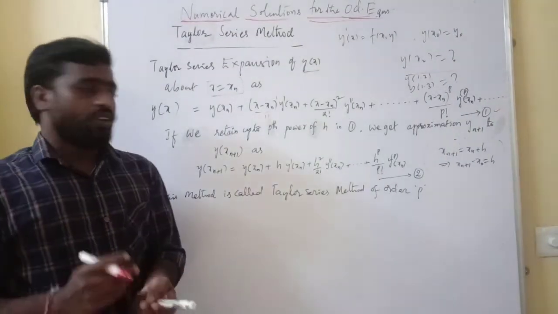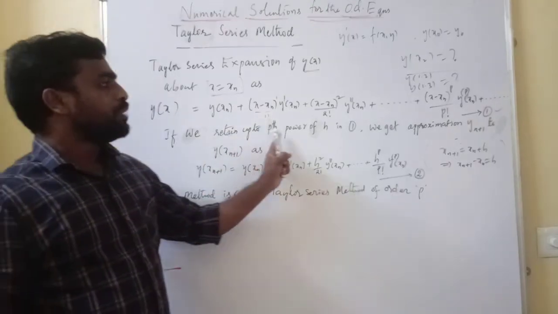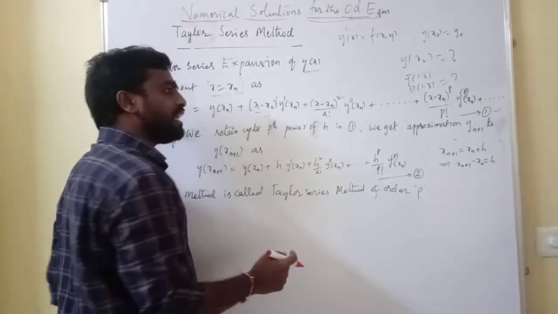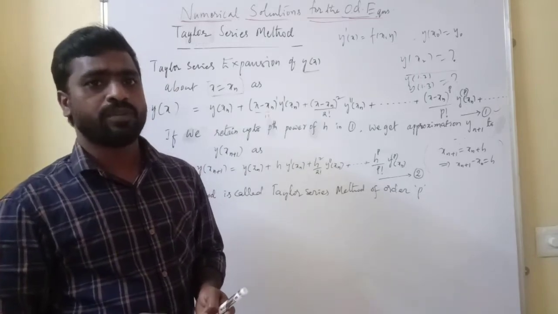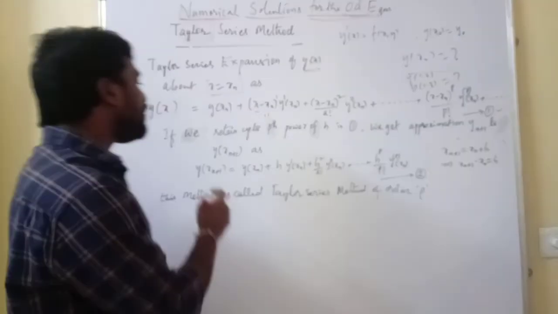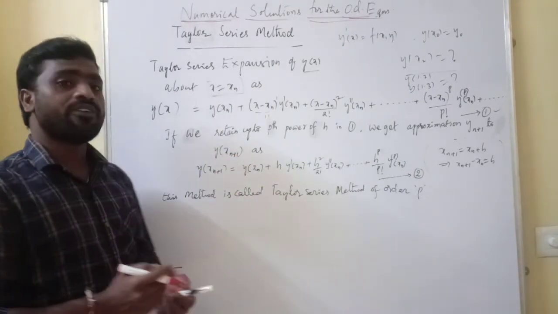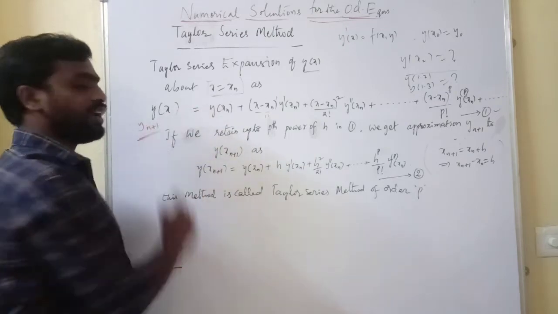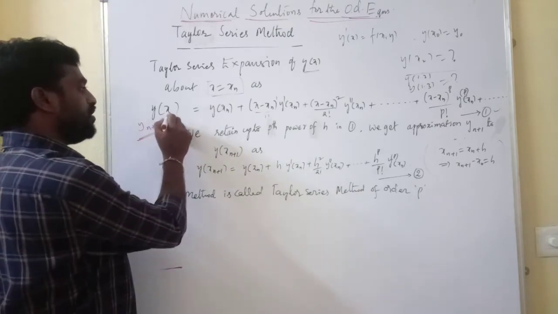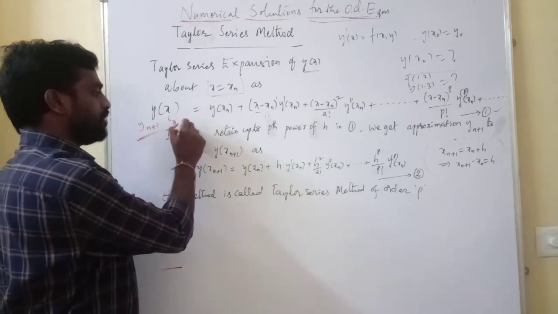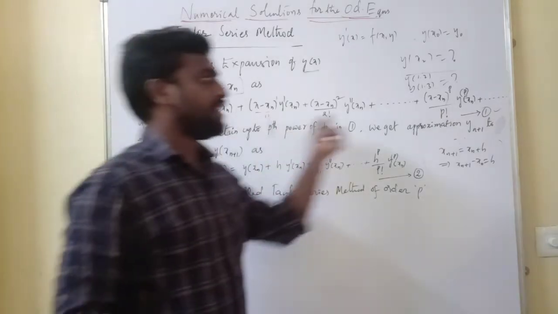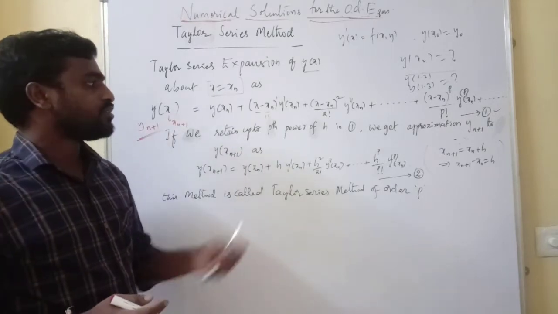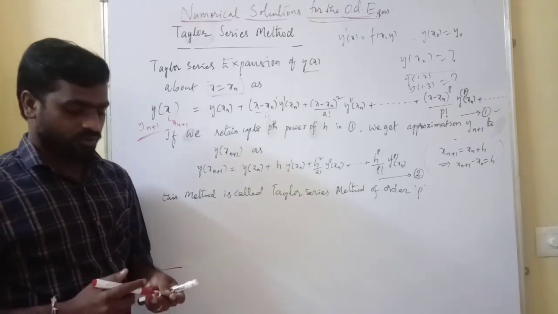Now if we retain terms up to the pth power of h in equation 1, we get y n plus 1 approximating y of x n plus 1. If the series is infinite, y n plus 1 means substituting x by x n plus 1, and we approximate y of x n plus 1 by retaining only up to the pth power of h.